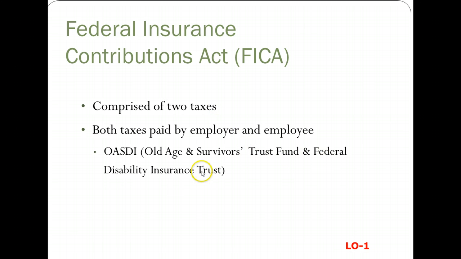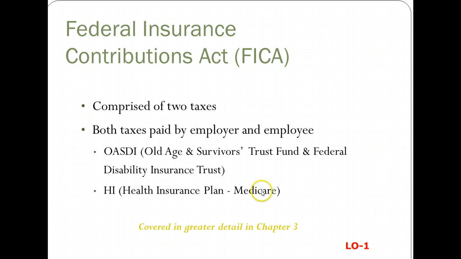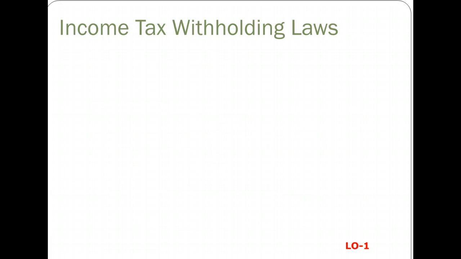And then also the Federal Disability Insurance Trust. I have 2 siblings who are unable to work for health reasons, and so they receive disability, and it comes from this fund. There's also Medicare, the health insurance plan, and Medicare is generally for any of the people that receive this. So old age, survivors, anyone on disability, they are eligible for Medicare. We'll talk about this more in Chapter 3.